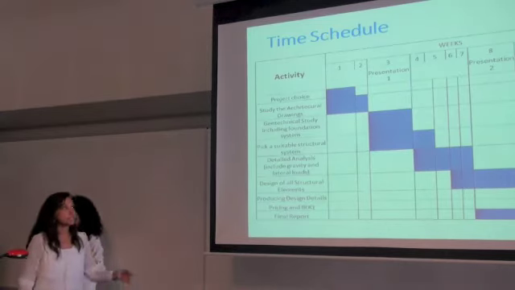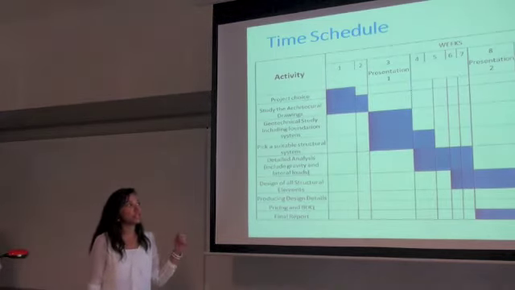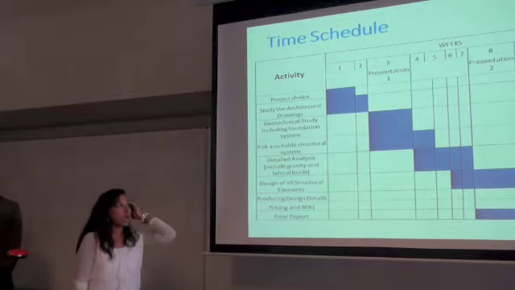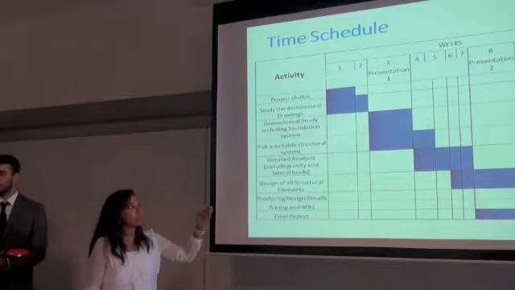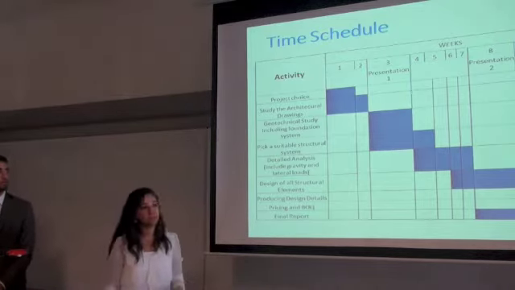Okay, this is our time schedule. It's divided into weeks. We're aiming to finish our project in 14 weeks. And due to the time constraint, we have a lot of activities that are overlapping to be able to meet the time.